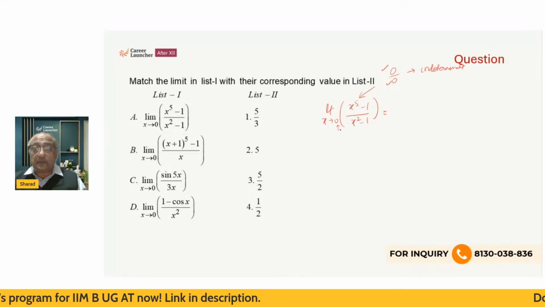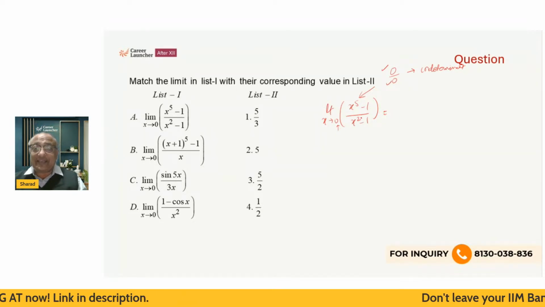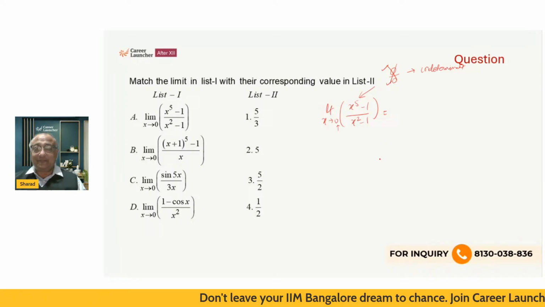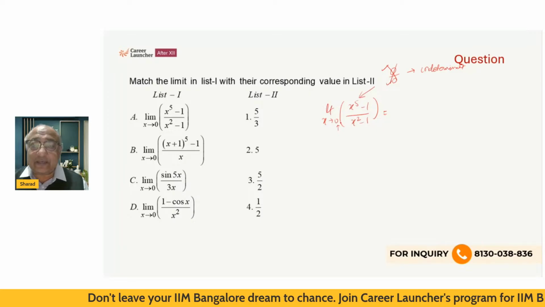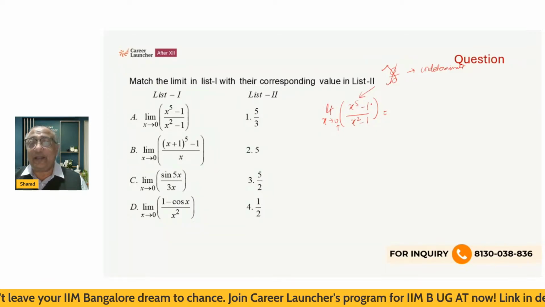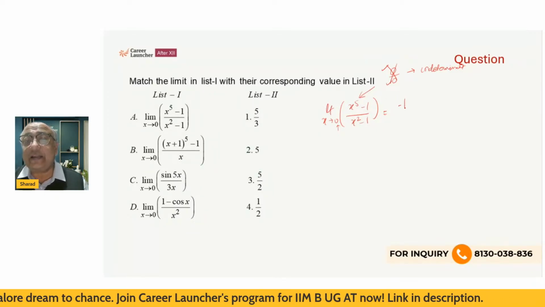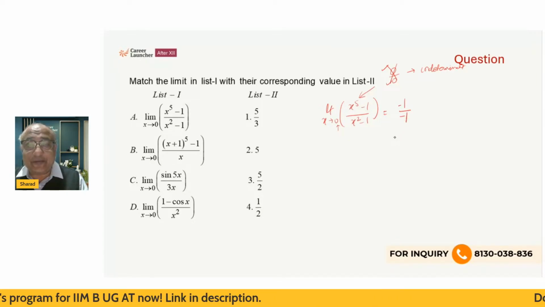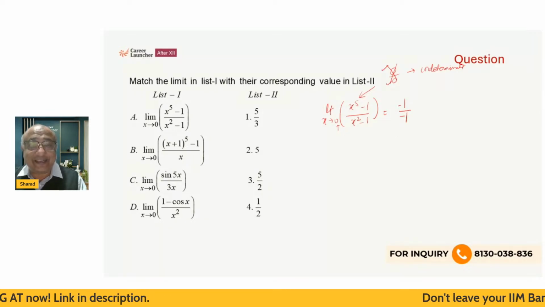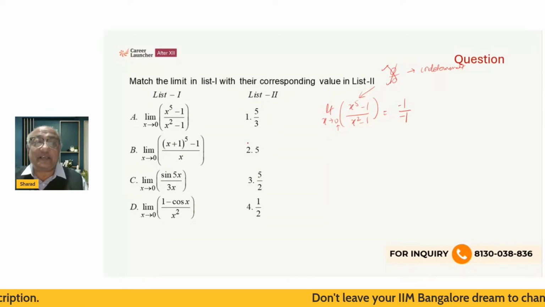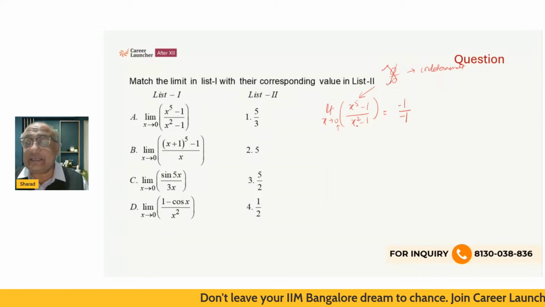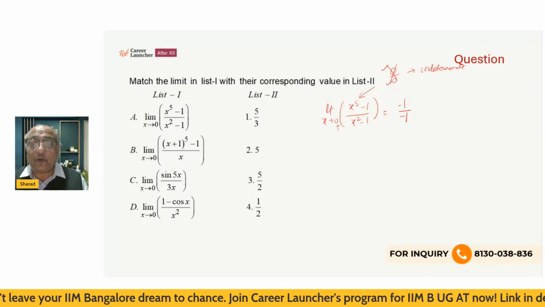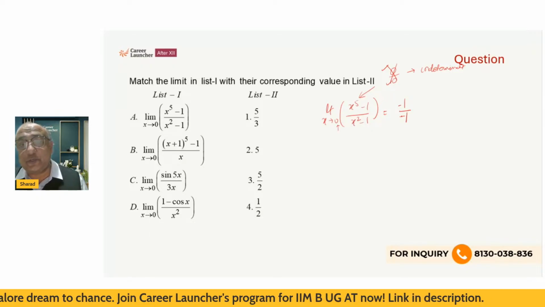This is x equal to 0. Wow, we are saved. Why? Because this is not 0 by 0. It will be 0 by 0 had this been 1 here. So this is not that indeterminate concept. I will just write minus 1 by 1. So this is a shocker, isn't it? Most of us will make a mistake by seeing this and put over here 0 by 0 concept, which is not true.